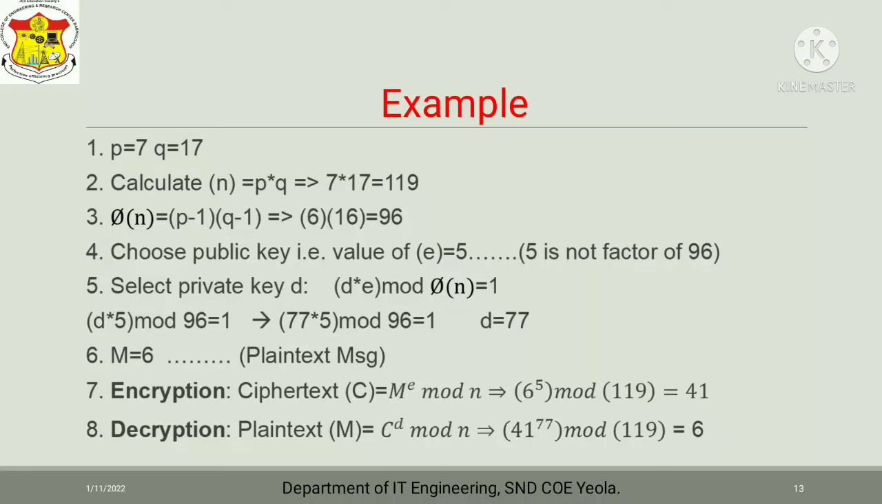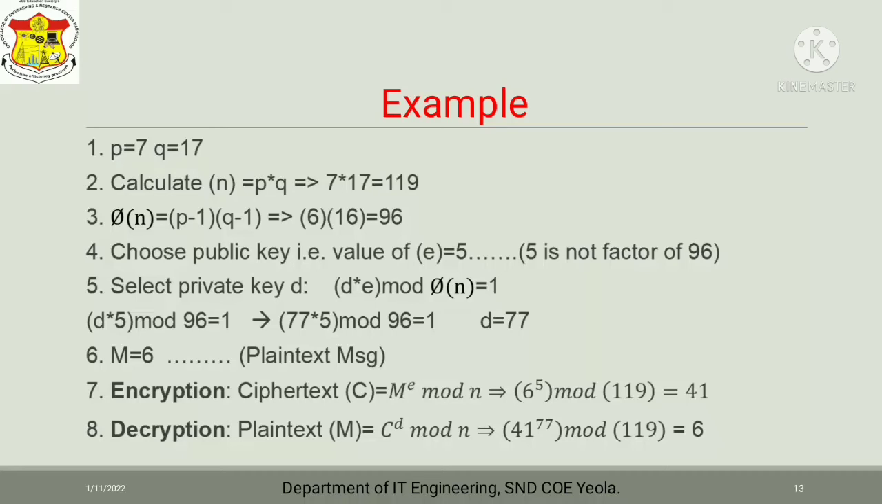Select private key d. Here is the formula d into e mod phi of n equal to 1. Calculate the value of d. After computing, here d is equal to 77. Now capital M is equal to 6, which is our given plain text message. Then calculate the ciphertext. For computing the ciphertext, we have the formula C is equal to m raised to e mod n. Substitute all the values and calculate the value of C. C is equal to 41.